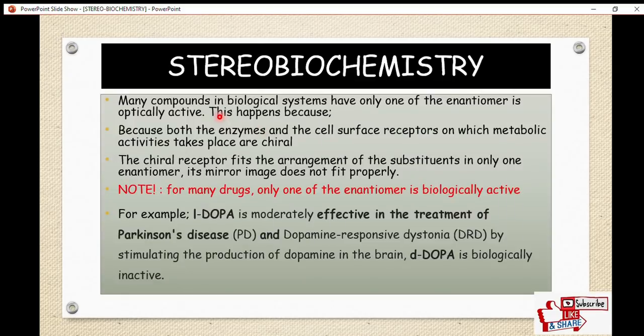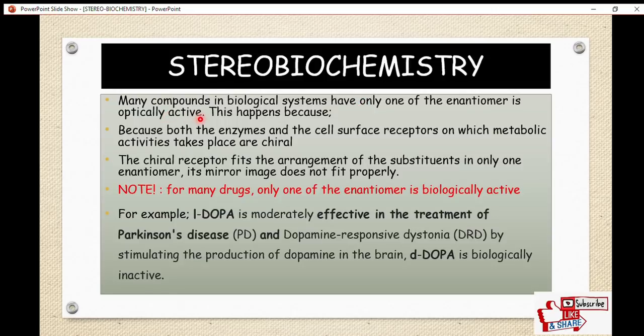Okay, so we are going to talk about our last slide, and we are going to talk about stereobiochemistry. As I said in the beginning, biological systems only have one enantiomer that they are specific to. So many compounds in the biological system have only one of the enantiomers that's optically active.